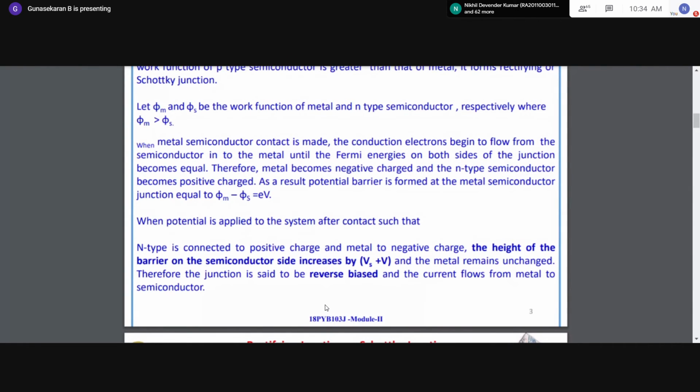This potential is applied to the system after contact. Due to the electrons coming from the semiconductor to the metal side, the Fermi energy level slightly increases, and you get an upward curve like this. The height of the barrier on the semiconductor side increases by Vs plus V, and the metal side remains unchanged. Therefore, the junction is said to be forward biased. In the reverse bias condition, the current will flow from metal to semiconductor.